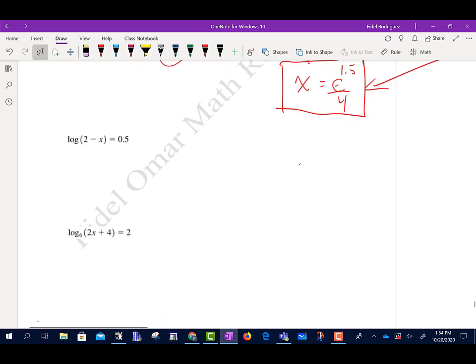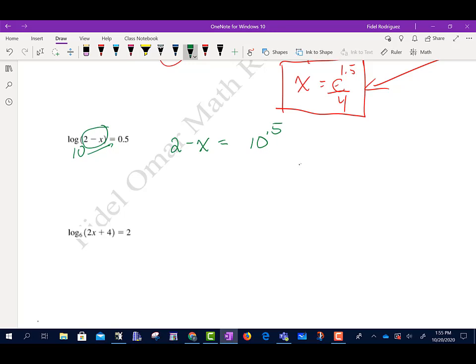So let me scroll down. We got a couple more to do. First thing I'm going to notice here, I don't see the base. So remember what the base is here. The base is 10. So we're going to say 10 to this power is equal to what we have on the inside. So 2 minus x is equal to 10 to the power of 0.5.